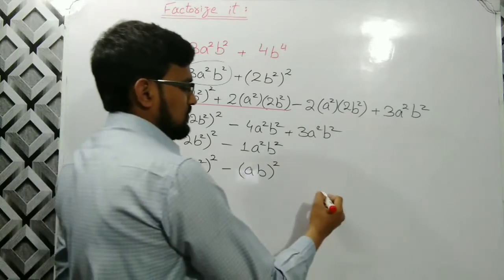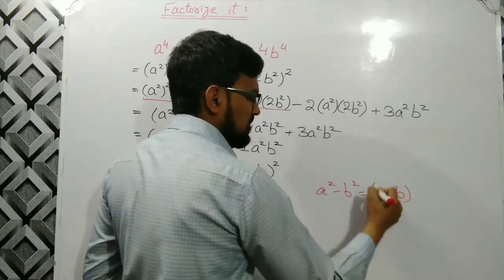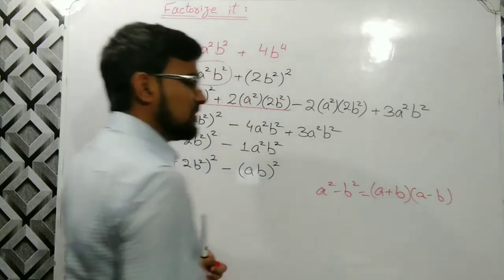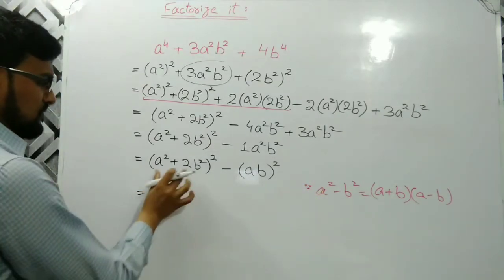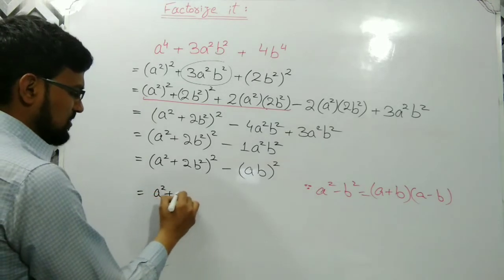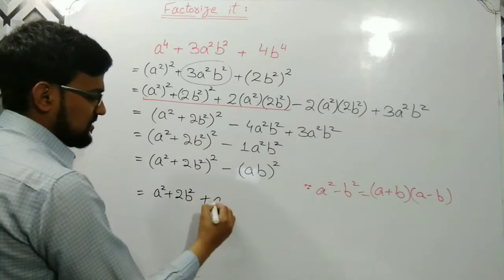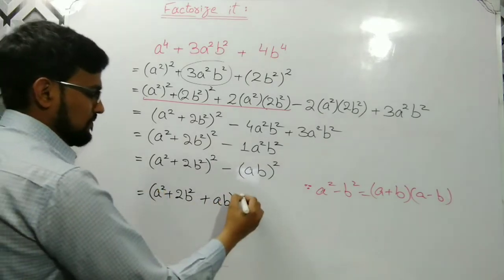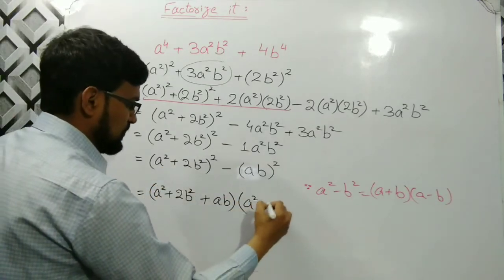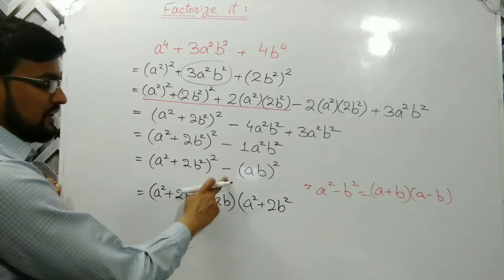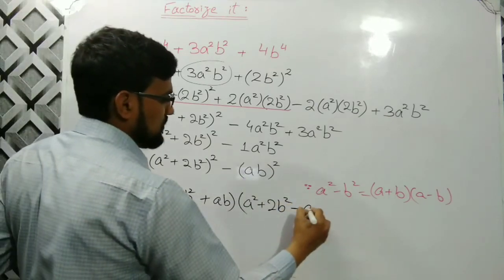So students, here again these are two square terms with the sign minus, and according to the formula a square minus b square equals a plus b and a minus b. According to this formula, we write a square plus 2b square as the first term, plus the second term. Similarly again, the first term a square plus 2b square, and now in this bracket we use plus ab and now we use minus ab.